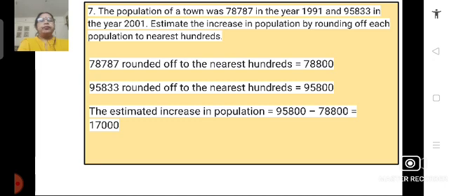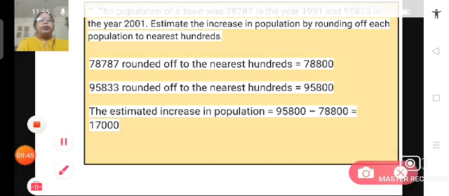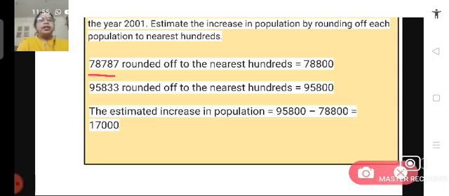Question number 7. The population of a town was 78,787 in the year 1991 and 95,833 in the year 2001. Estimate the increase in population by rounding off each population to the nearest hundreds. So the population 78,787 rounded off to the nearest hundreds will be equal to 78,800.